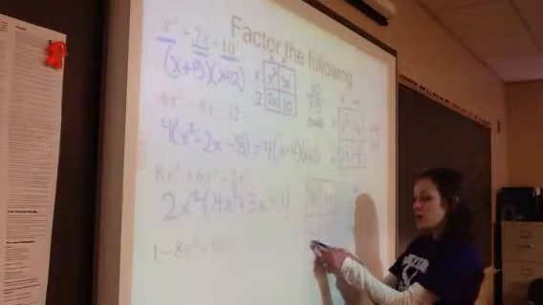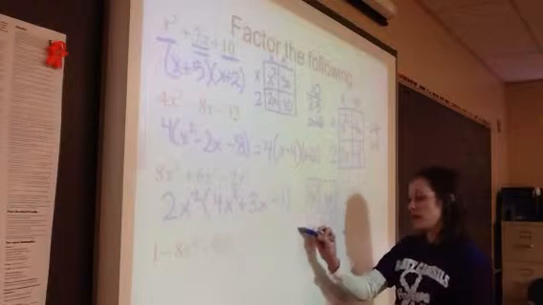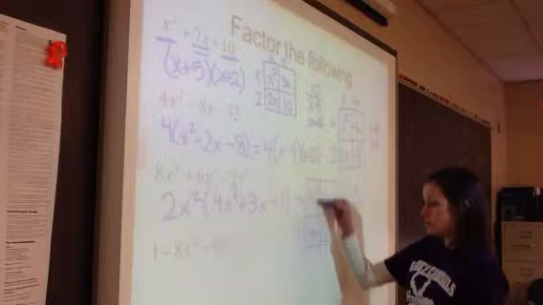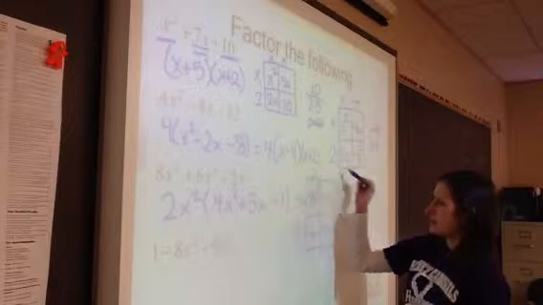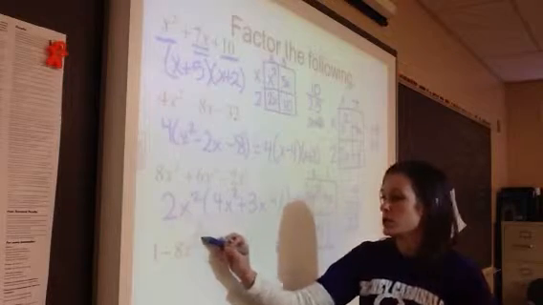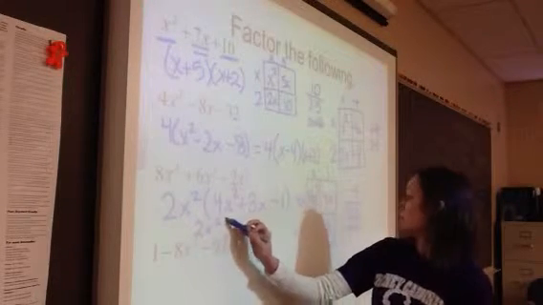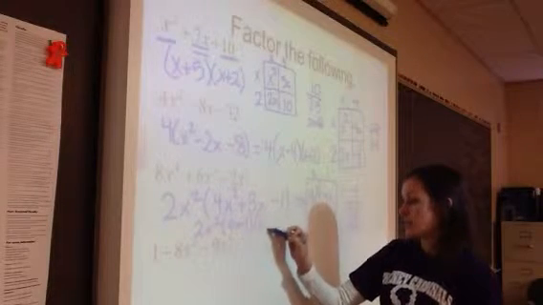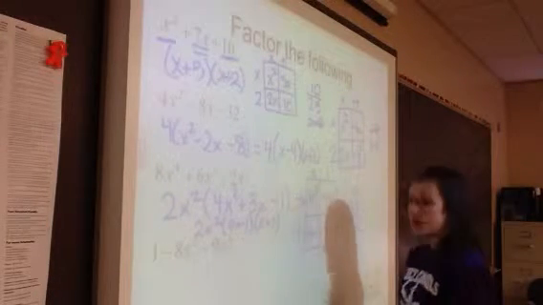So here, what do those two have in common? -1. Those two, 4x. Those two, x. Those two, 1. So you end up getting 2x squared and 4x minus 1 and x plus 1. Yay, go you.